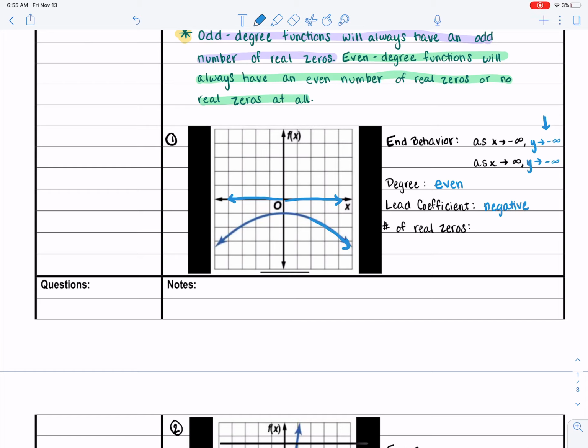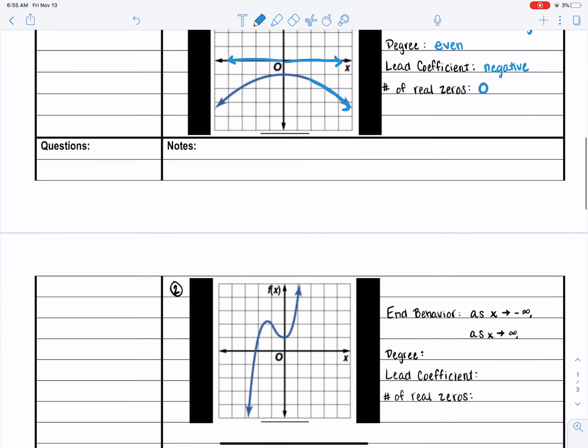Okay? The number of real zeros. This particular graph has no real zeros, because it doesn't ever touch the x-axis. And that's okay, because even degrees will either have an even number of real zeros or they will have no real zeros at all. So this would be one that if I gave you the equation of this graph and you used the quadratic formula, you would end up with an i, because it doesn't actually have real solutions. It has imaginary solutions, okay? Extra information.